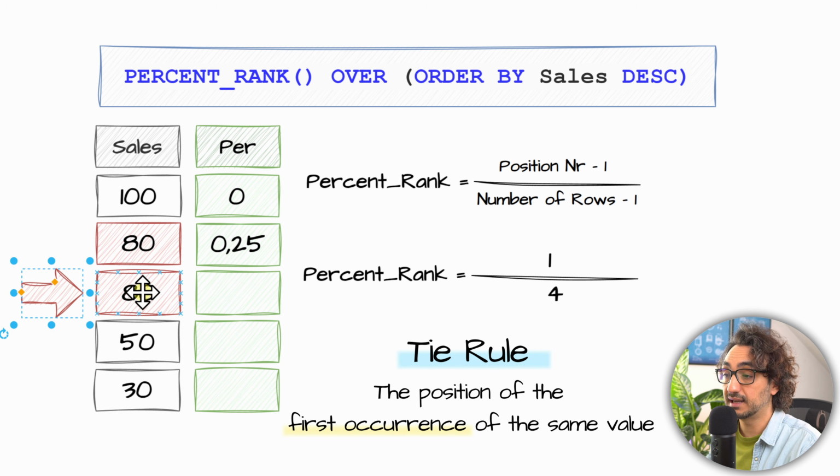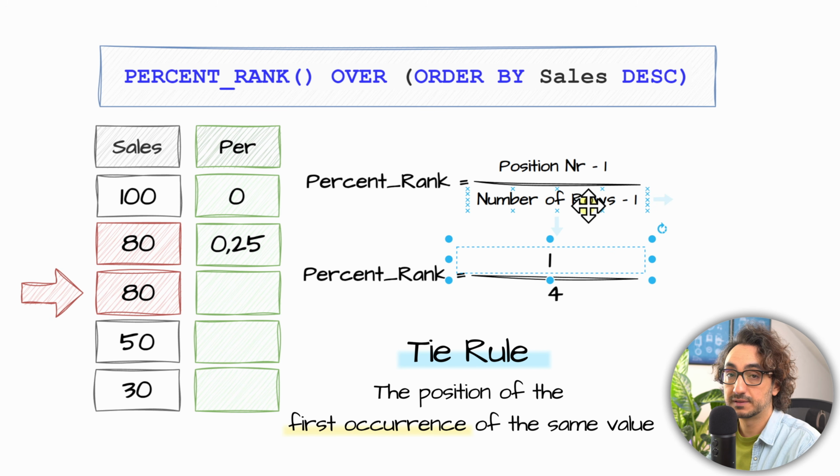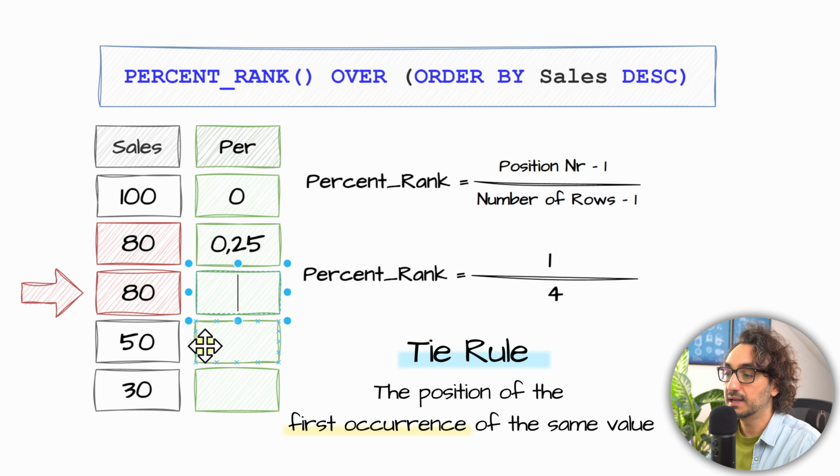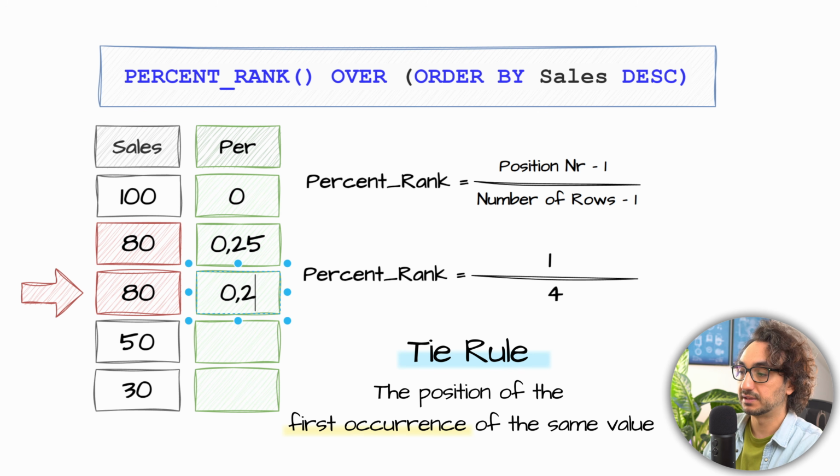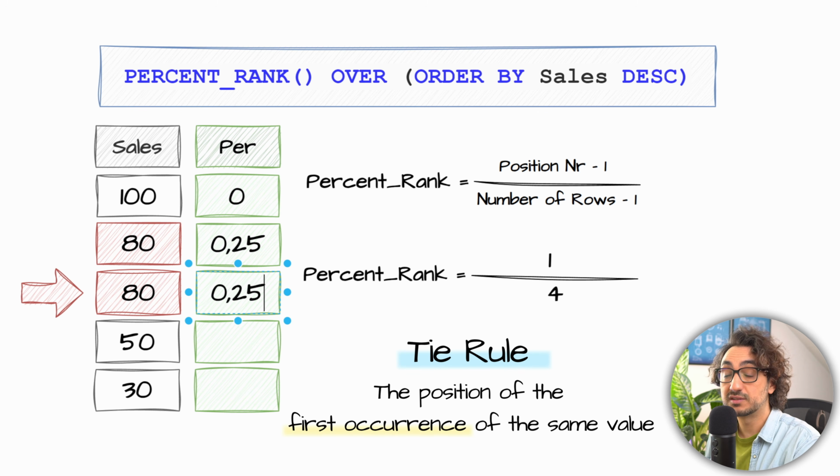Here we have again the tie. So SQL is going to stick with the position number 2, the first occurrence. So it's going to be the same: 2 subtracted by 1, we will get 1, and the total number of rows, 5, subtracted by 1, we will have 4. That's why we will get the same exact results. So here, as you can see, with the percent rank, like the CUME_DIST, the shared value is going to share the same percentage rank as well.